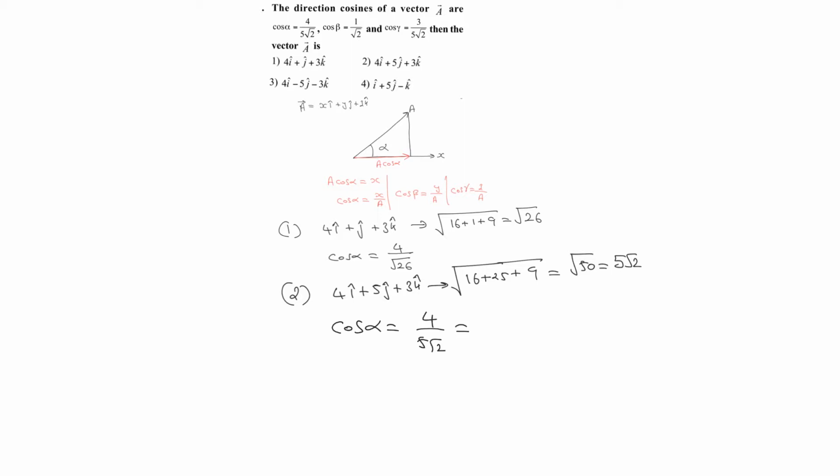In the same way, we can find the value of cos beta. Its y component is 5 divided by 5 root 2, so we get 1 by root 2. Similarly, cos gamma is its z component, 3, divided by its magnitude, 5 root 2, which is given in the question. So the values of cos alpha, cos beta and cos gamma match those given in the question, so the second option is correct.